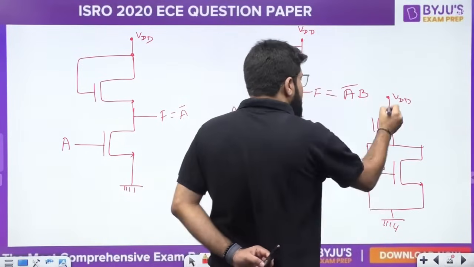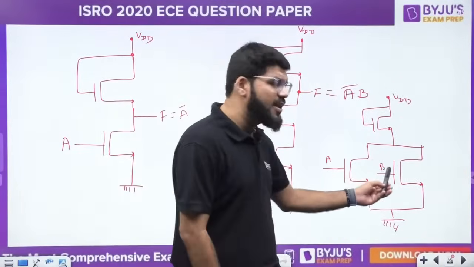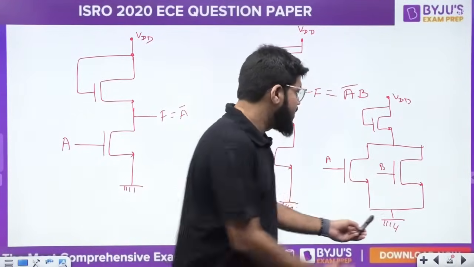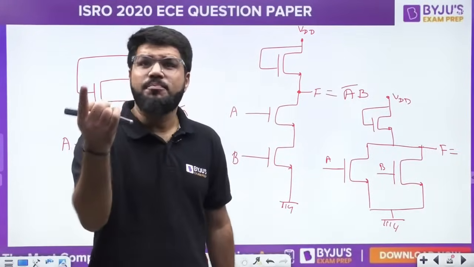Okay. Here what is the condition? That if any of the switch is closed, if even a single switch is closed, that is even a single input is equal to 1, output is connected to ground. This is the output. Output is connected to ground, output will be 0. So if any input is high, output is low.